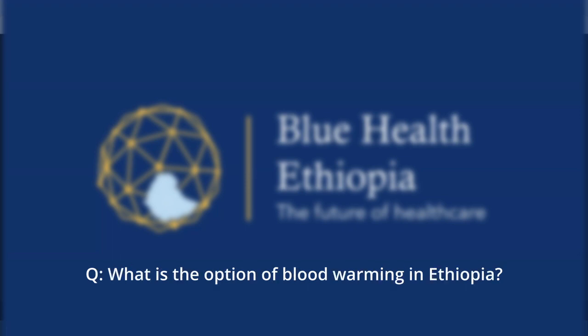The other question is by Tamrat, and he asked, what is the option of blood warming in Ethiopia? Blood warming, we don't advise for normal transfusion. Blood warming is indicated only in the neonatal ward, when you do exchange transfusion, you do blood warming in a warm water bath. Number one, you do blood warming in case of massive transfusion. You also advise blood warming in a patient with autoimmune hemolytic conditions like the cold type.